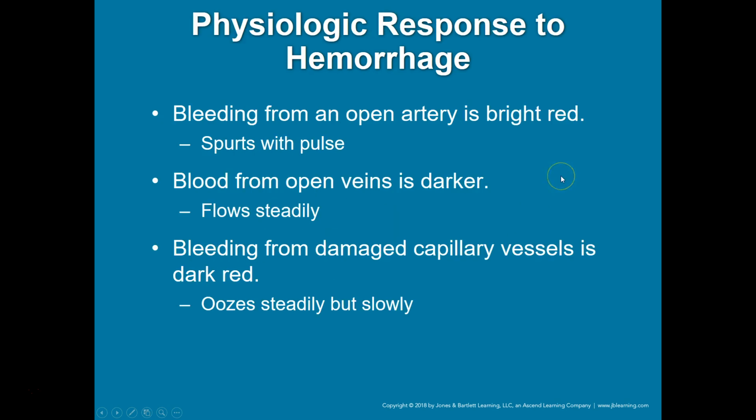So the physiologic response to hemorrhage, like we talked about earlier, bleeding from an artery is bright red. It will spurt with the pulse, especially when it's damage to one of your more centrally located arteries. Blood from an open vein is darker. It flows steadily. We've all seen it fill the flash chambers of our IVs. And then capillary vessels, it just oozes.